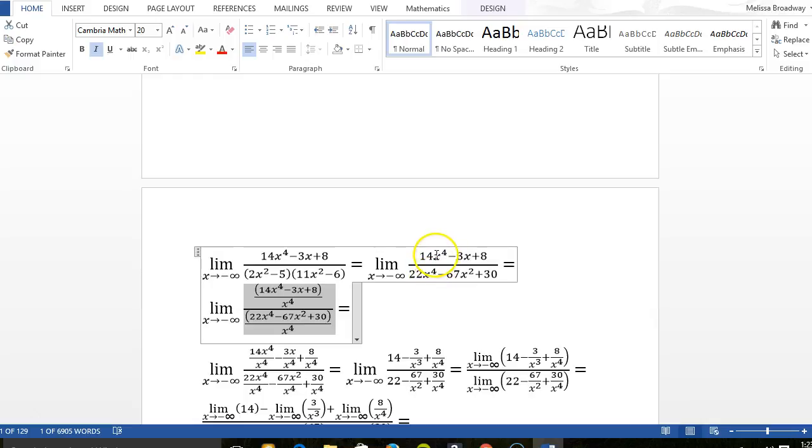Remember, the highest exponent for any of these, top or bottom, is x to the fourth. I actually want to do top and bottom. So for top or bottom, x to the fourth is my highest exponent. So I divide the top by x to the fourth and the bottom by x to the fourth, like this, where my cursor is.